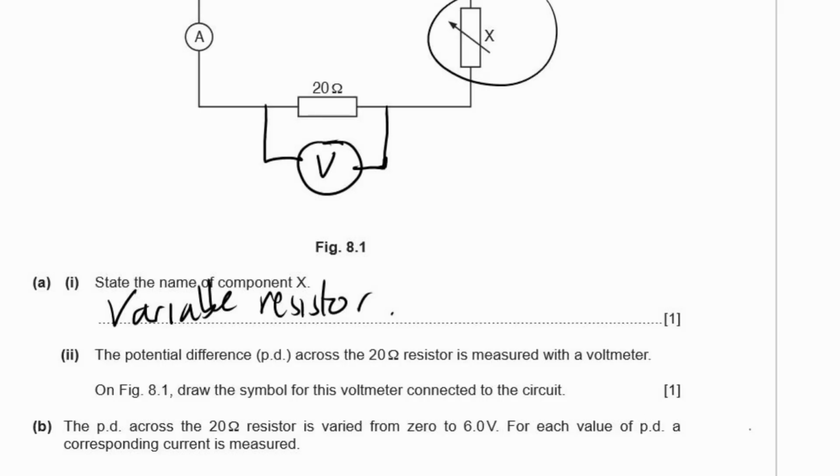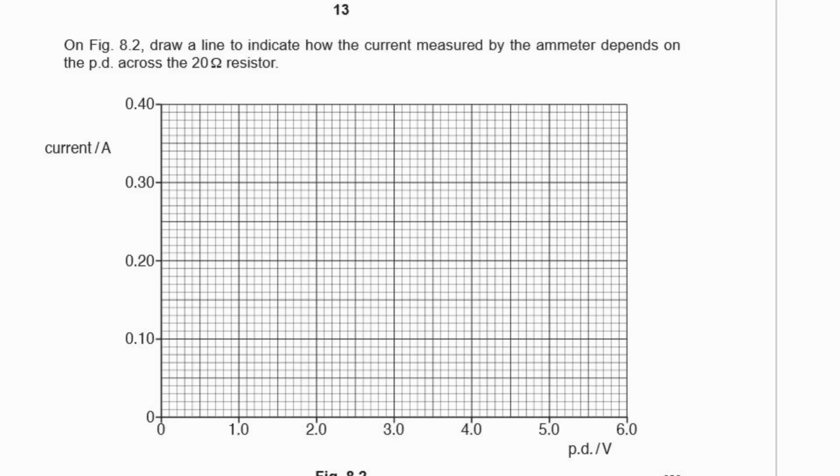B. The potential difference across the 20 ohm resistor is varied from 0 to 6 volts. For each value of potential difference, a corresponding current is measured. On figure 8.2, draw a line to indicate how the current measured by the ammeter depends on the potential difference across the 20 ohm resistor. Okay, we're going to assume that this 20 ohm resistor is working well. We know that V equals IR, and we know that I equals V over R. Now I can put in different values for the voltage and come up with values for the current.